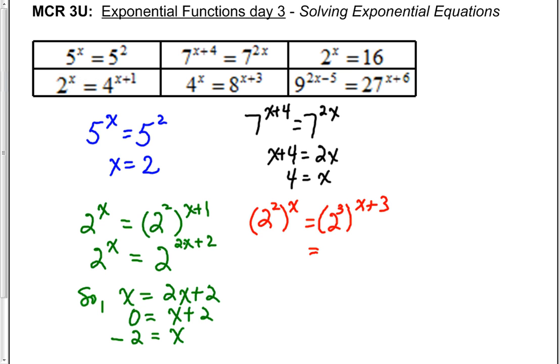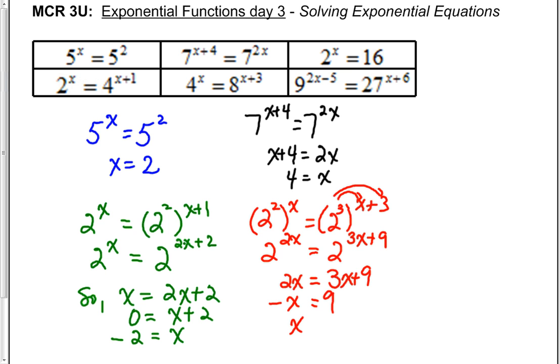For instance, on the right side, I would multiply my exponents. That would make me careful that it would be 3x plus 9. It's distributive law when I multiply. On the left side, power of a power, I also multiply, 2x. Now that I have an equation with equal bases, the exponents must be equal. So I can say that 2x equals 3x plus 9. And then I can solve. I am going to subtract 3x from both sides, divide both sides by negative 1. x equals negative 9.